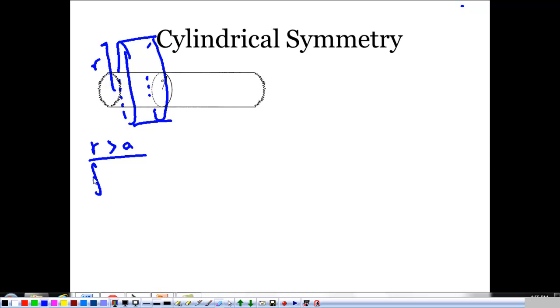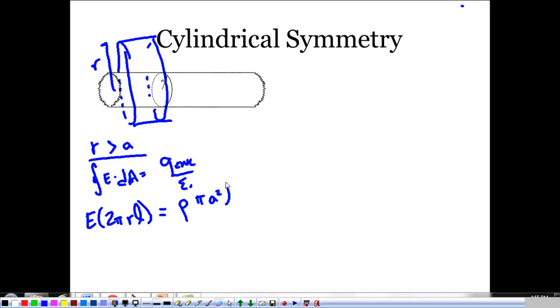we're going to have E dot dA is equal to Q enclosed over epsilon naught. Given a rho, it's E times 2 pi r L, the surface area of this thing, which never changes, is equal to rho times the volume enclosed, which is the area of the thing, pi a squared times the length inside of here. This part inside of here is the only charged volume that I'll be enclosing. That's all we're concerned about, over epsilon naught.